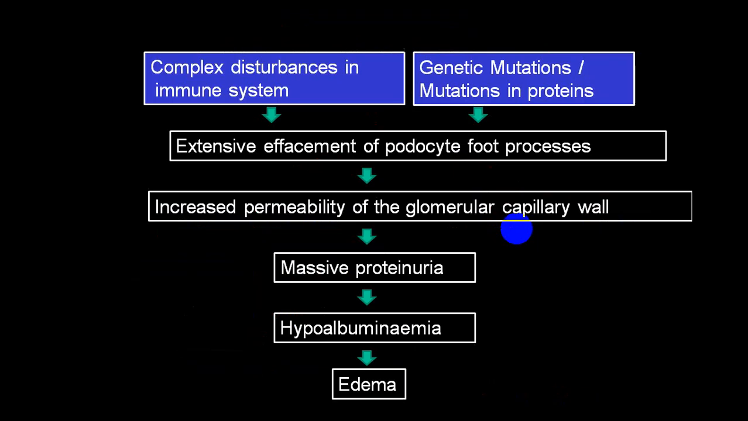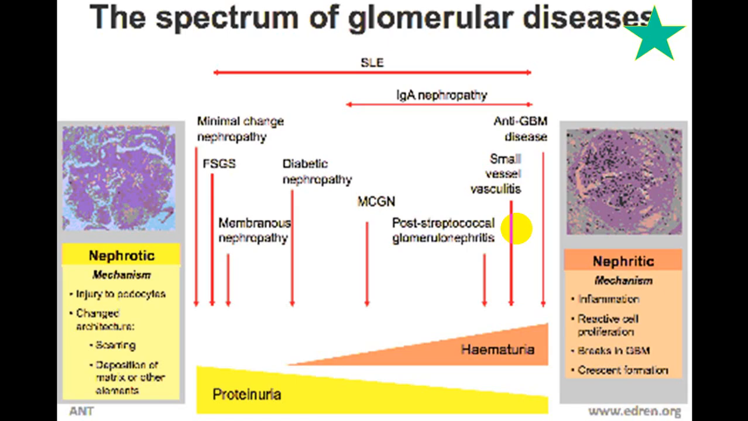Now, in another complex, there are disturbances in the immune system and genetic mutation, and this causes the podocytes to be affected. When the podocytes are affected, there is massive proteinuria because permeability is markedly increased. Because of massive proteinuria, it will produce severe hypoproteinemia and a decrease in colloidal osmotic pressure, and it will end up with a massive generalized anasarca. And this we call nephrotic syndrome.